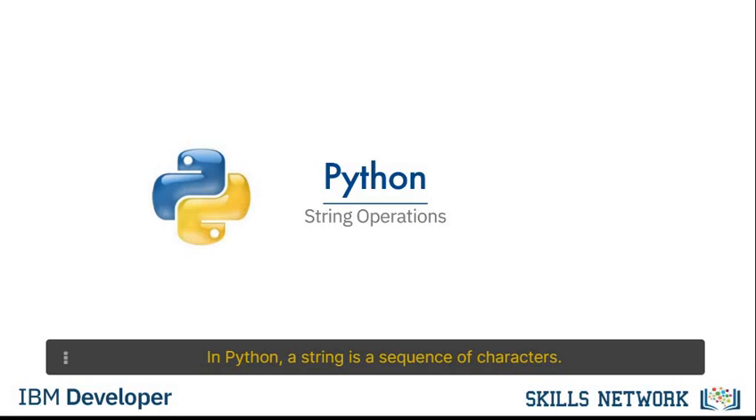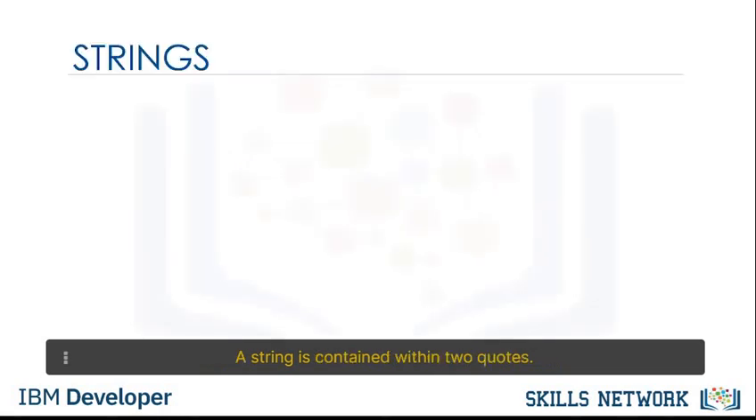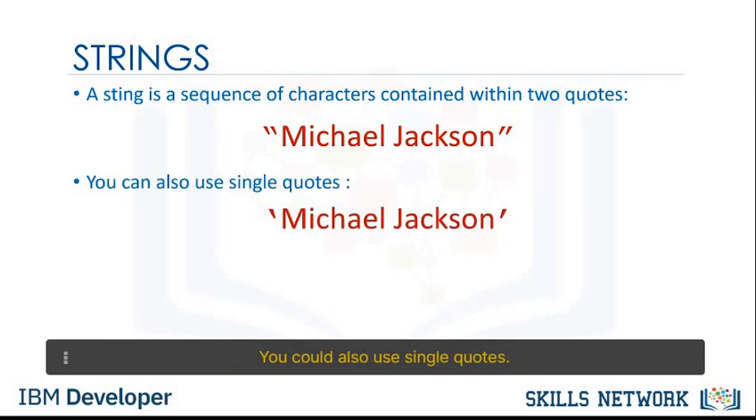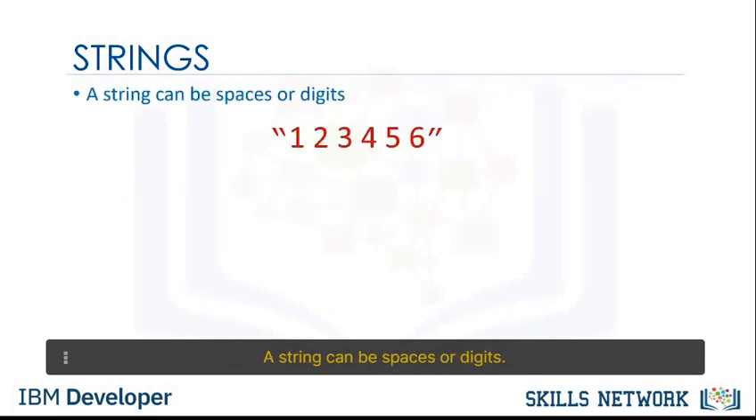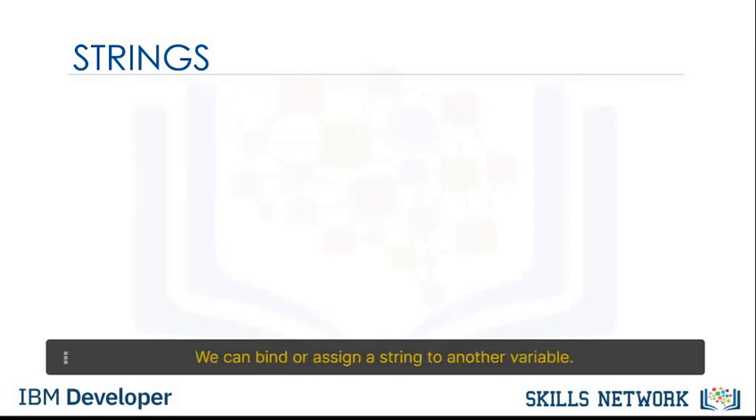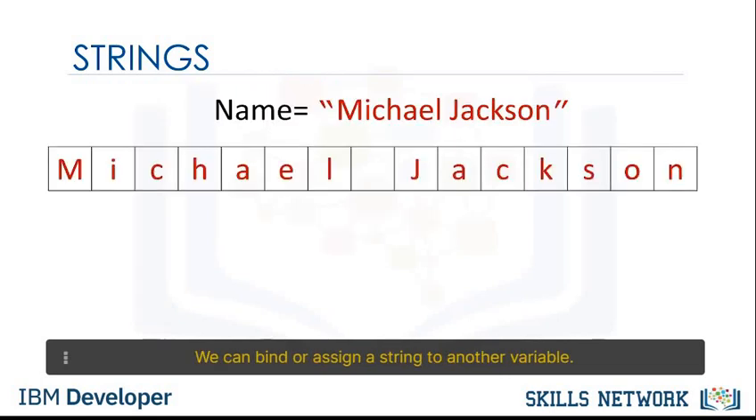In Python, a string is a sequence of characters. A string is contained within two quotes. You can also use single quotes. A string can be spaces or digits. A string can also be special characters. We can bind or assign a string to another variable.